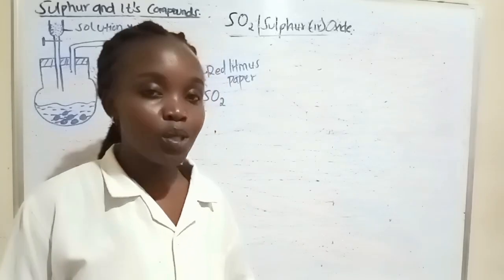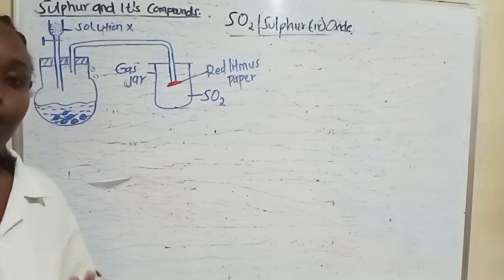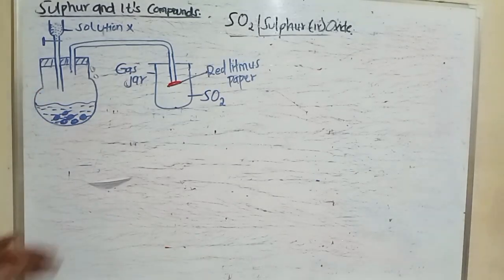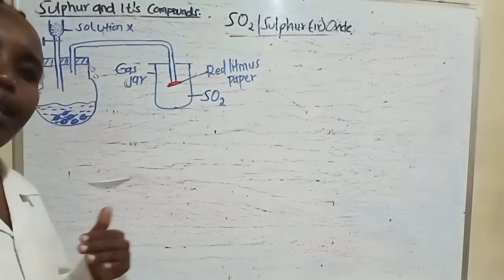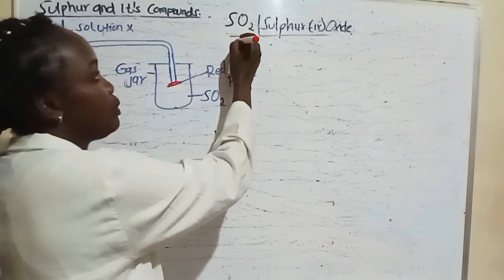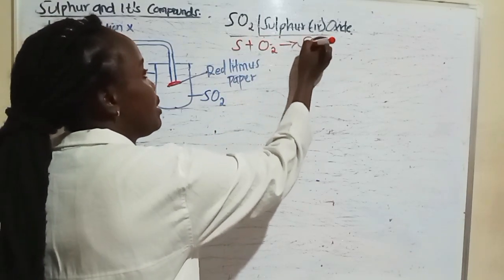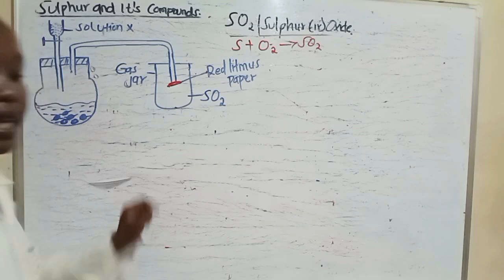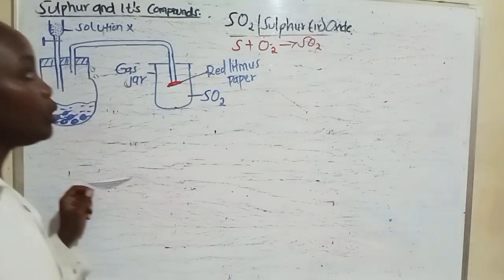Welcome to our discussion topic of this hour. We are going to talk about sulfur dioxide. Now, sulfur dioxide is a gas that can be formed from the combustion between sulfur and oxygen. The reaction would be sulfur plus oxygen gas to give you what? Sulfur dioxide. Now, this would be the combustion reaction.